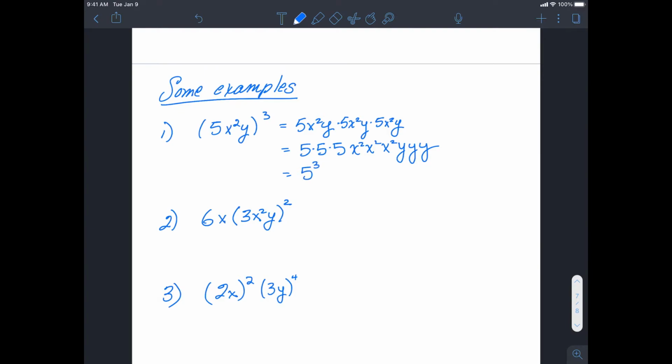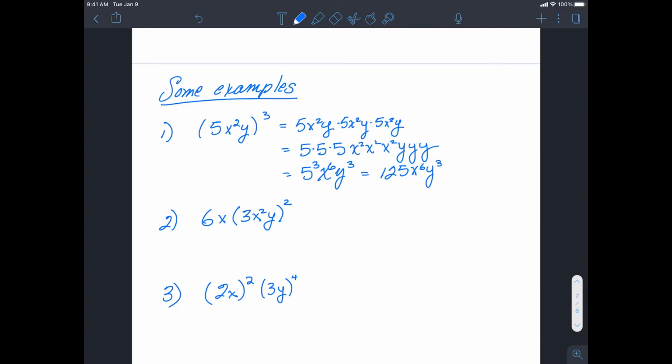X squared times x squared times x squared. If you were to expand that, you would have a total of 6 x's. So we don't really have to expand. We can just write x to the 6th, and then there are 3 y's. Now I would accept this answer, but you can also write 125 x to the 6th, y to the 3rd.